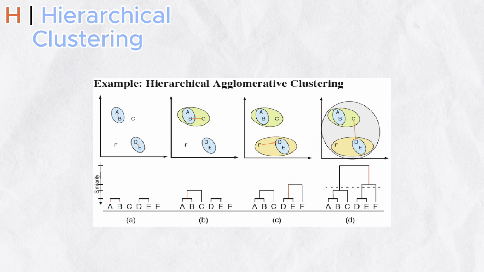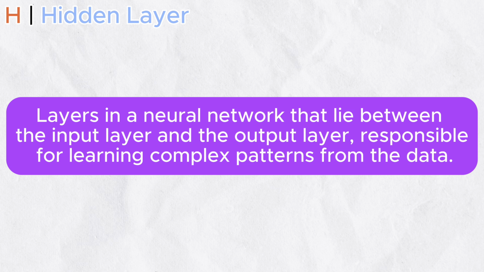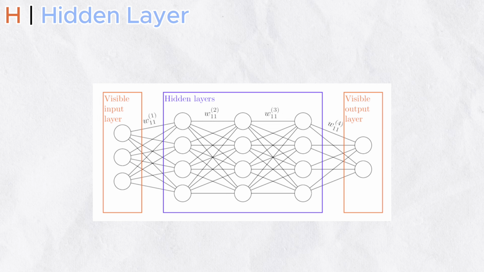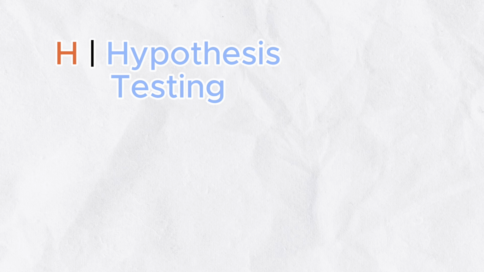H for hidden layer. Hidden layers are layers in a neural network that lie between the input layer and the output layer. They are responsible for learning complex patterns from the data. For example, in a neural network for image classification, the hidden layers detect features such as edges, shapes, and textures from the input images. H for hypothesis testing.